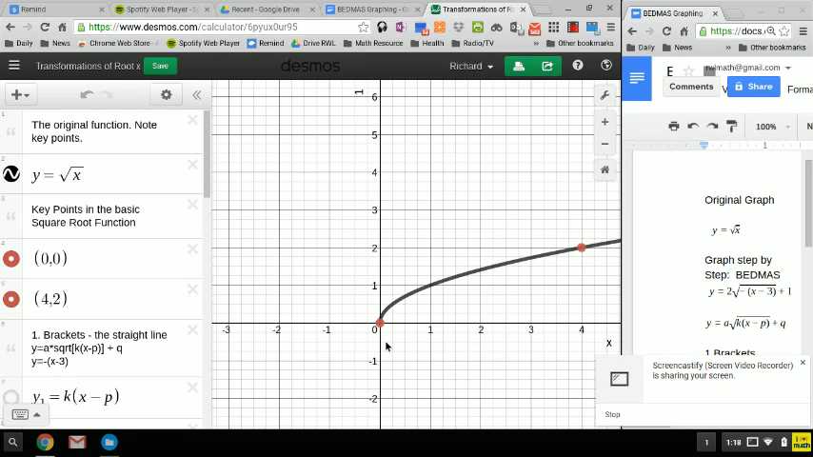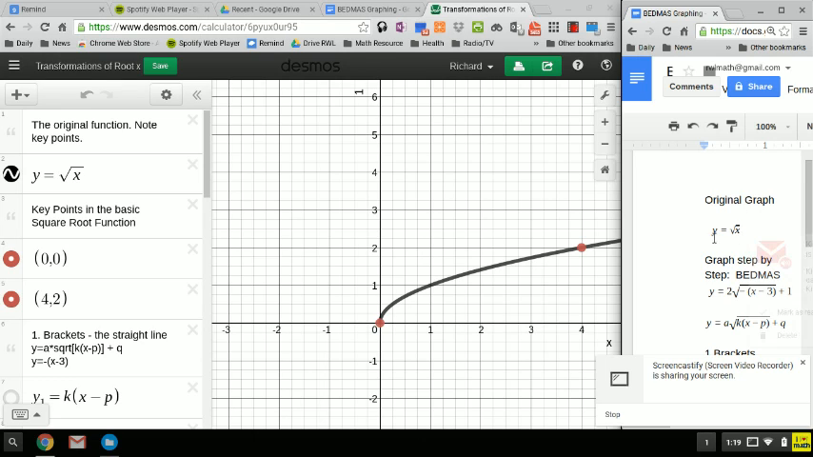We're going to do a screencast on graph sketching of square root functions, and we're going to go through the BEDMAS approach. So just over here, folks, on this side, I'm showing step by step what we're doing. So initially, you can just see the mouse moving.